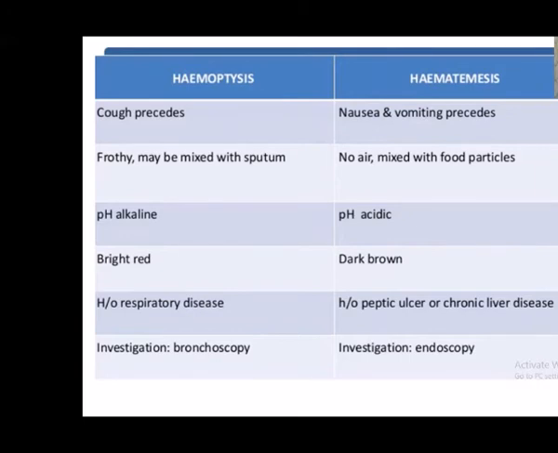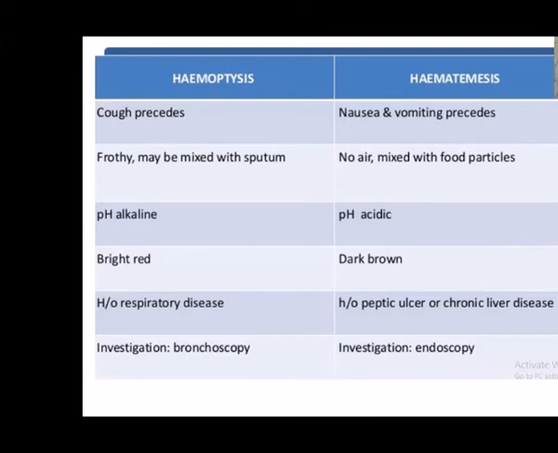You can check the blood pH. If it is alkaline, it is hemoptysis. If it is acid, because it has got mixed with the acid in the stomach, it is hematemesis. And because of the acidic contents, it becomes dark brown. So usually hematemesis is dark brown, while hemoptysis is bright red.